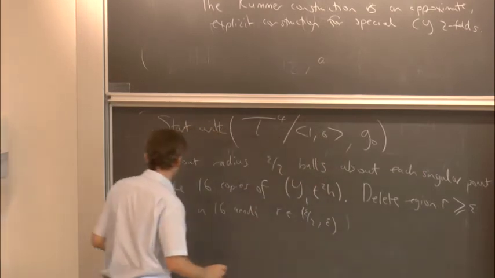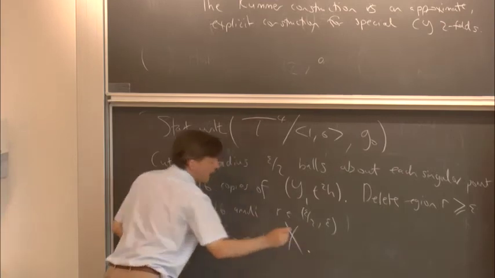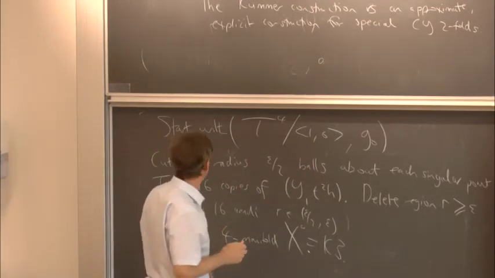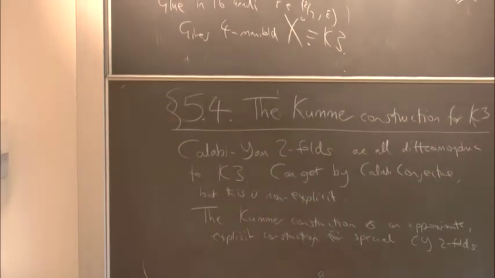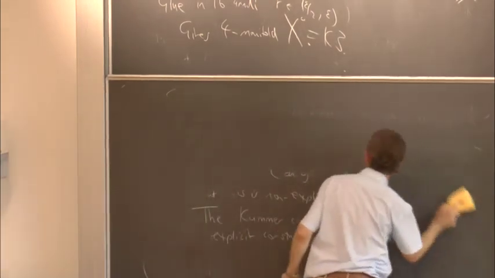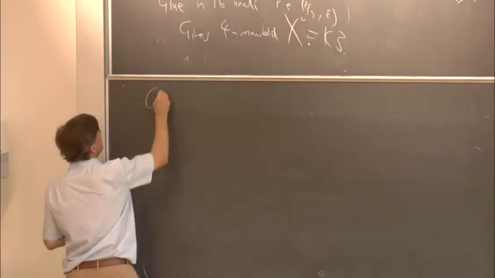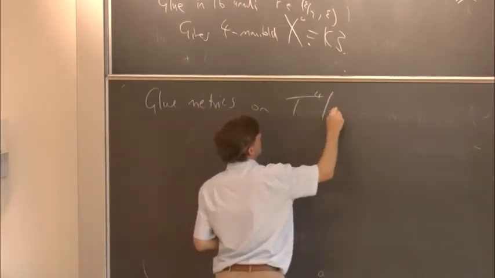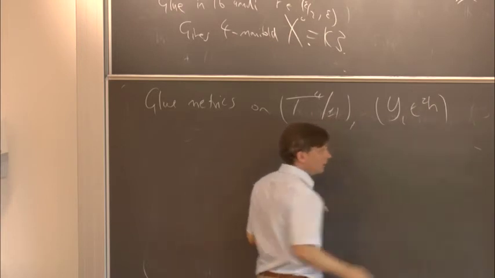Okay, this gives a four manifold X which in fact is K3. And we can also glue the metrics. So you can glue the metrics on T4 over plus or minus 1 and y and t squared h using a partition of unity.